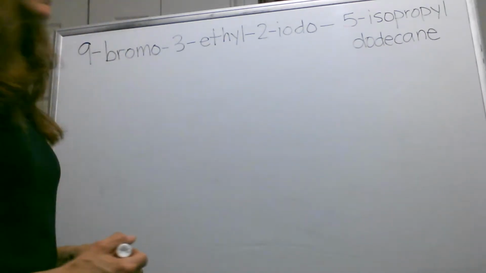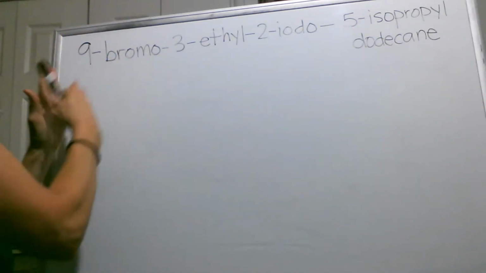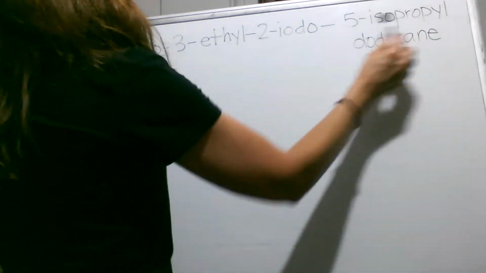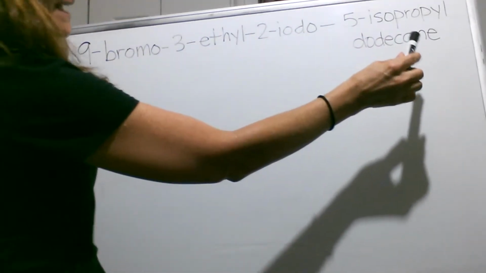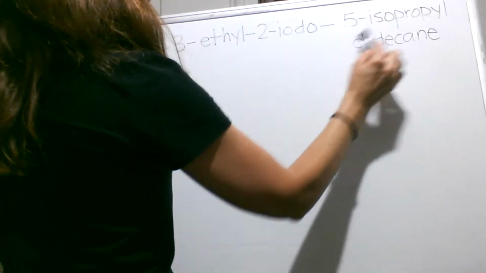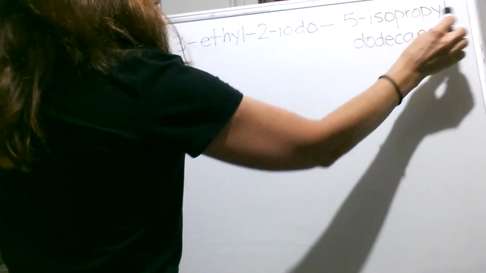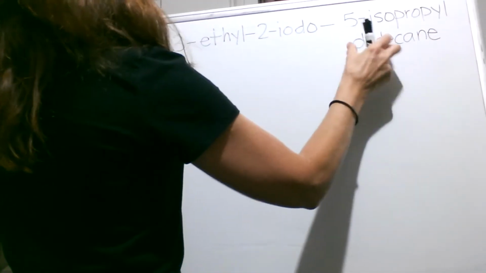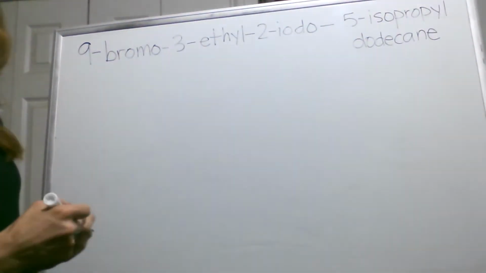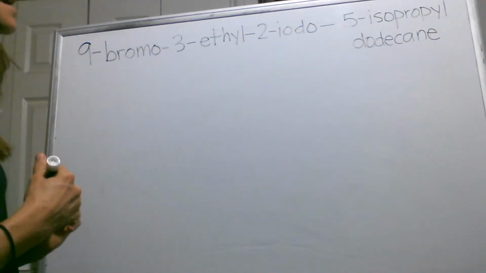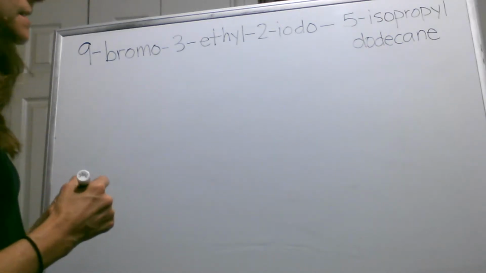So for this problem, the first thing I want to point out, because I ran out of room here, is that when you write the name, there shouldn't be a space between the last substituent and the parent. And so if I had more room, this would all be one word, so to speak, isopropyldodecane. So I just want to make that comment so you don't think that there's supposed to be a space there.